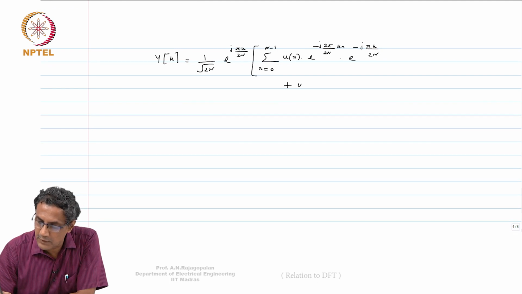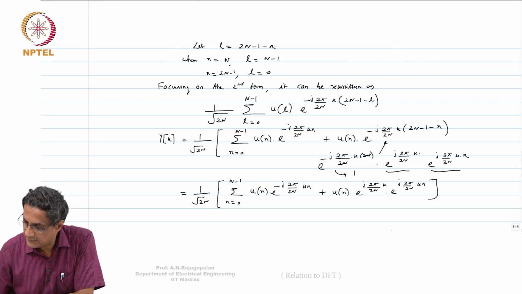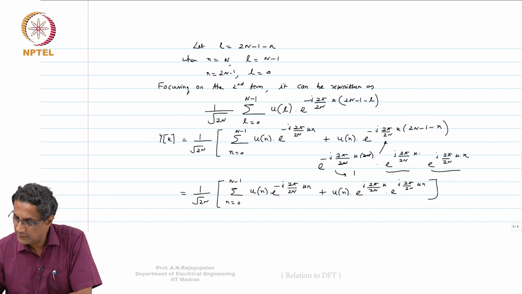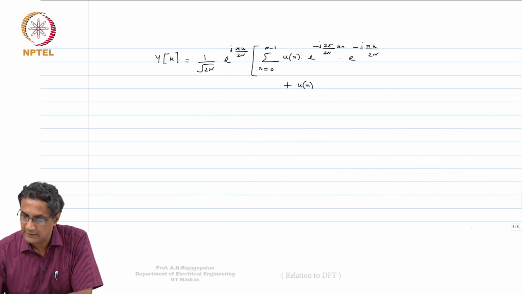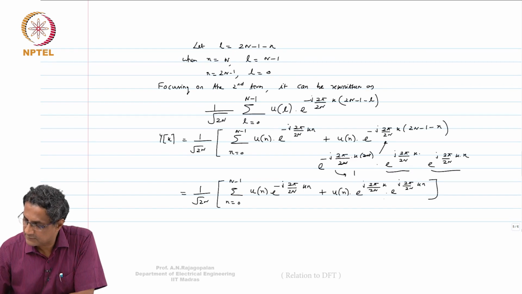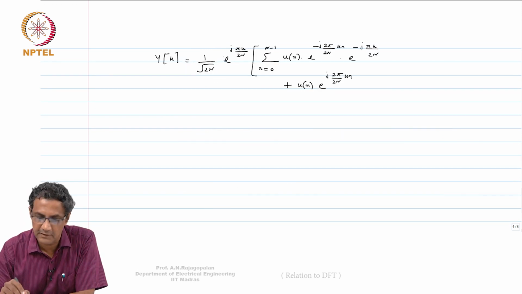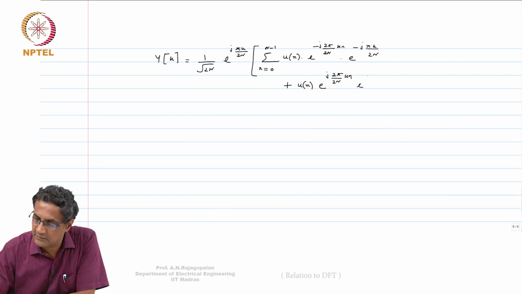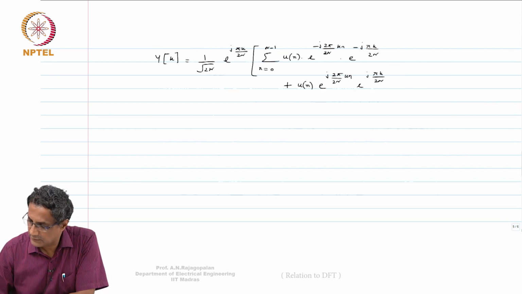Next one will be u(n), and what did it have? It had e^(j2π/2n kn), so e raised to j 2π/2n kn, and then the other term is this one, which is e^(j2πk/2n), and you have already taken e^(jπk/2n) out, so this becomes e^(jπk/2n), correct, because of this term.